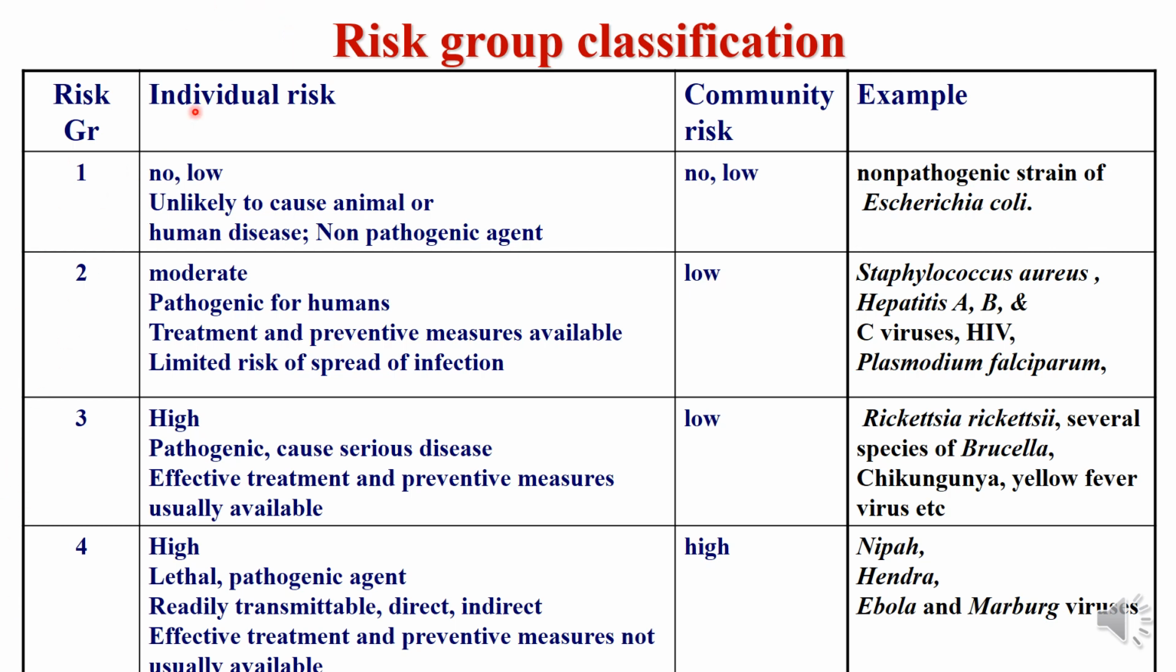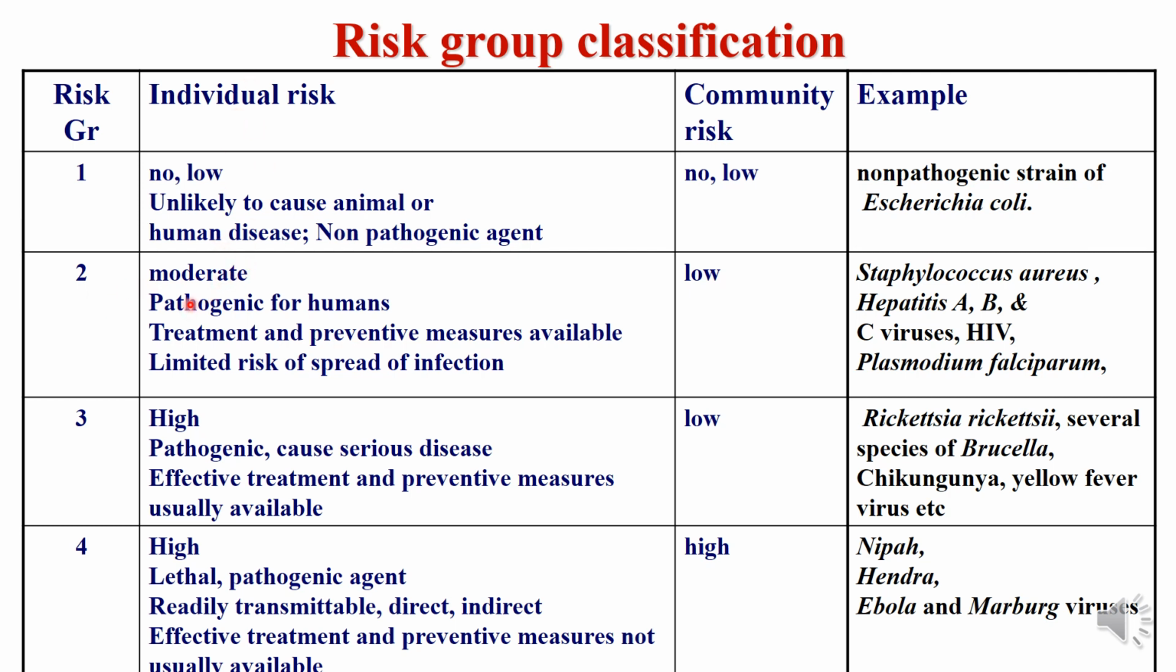The first group has no or low risk. It is unlikely to cause animal or human disease. It generally consists of non-pathogenic agents. The community level risk is nil or low. Examples of such organisms are non-pathogenic strains of E. coli.